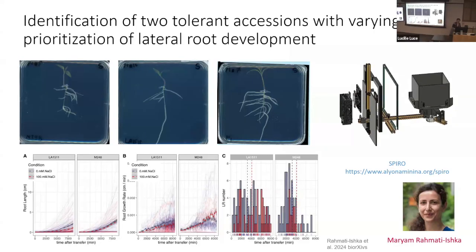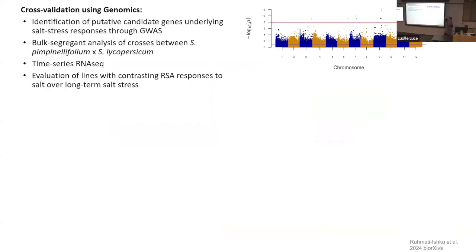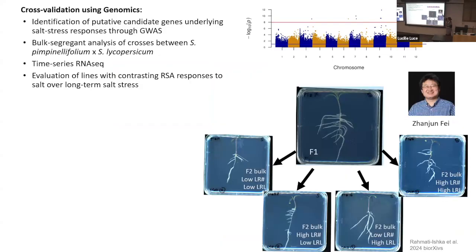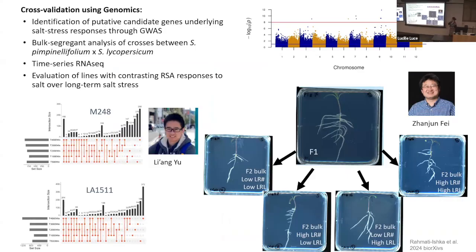So what we did, of course, we did all of the genome-wide association. After Mariam crossed the F1, we also grew them out for F2, and Zhang Junfei helped us with the bulk segregant analysis for all of those bulks. And Liang Yu from Andrew's lab helped us with the RNA-seq experiment and analyzing all of this data.